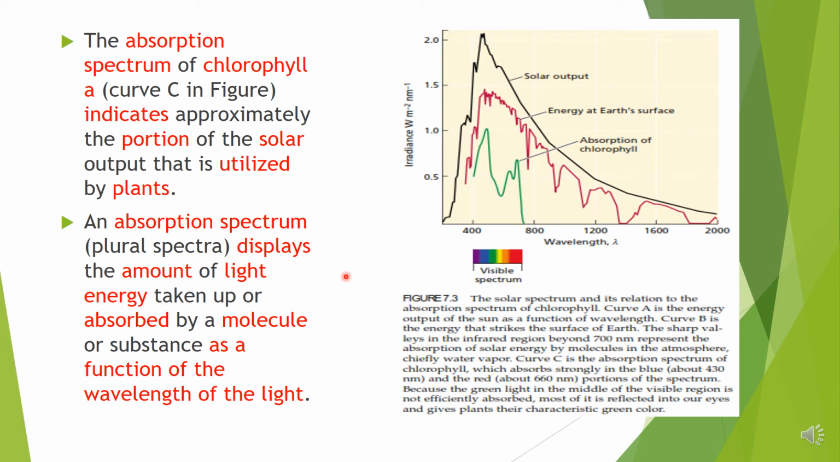Now, what is the absorption spectrum? The absorption spectrum is the amount of light that can be absorbed by green plants. That is to say, it displays the amount of light energy taken up or absorbed by a molecule, as a function of its wavelength.